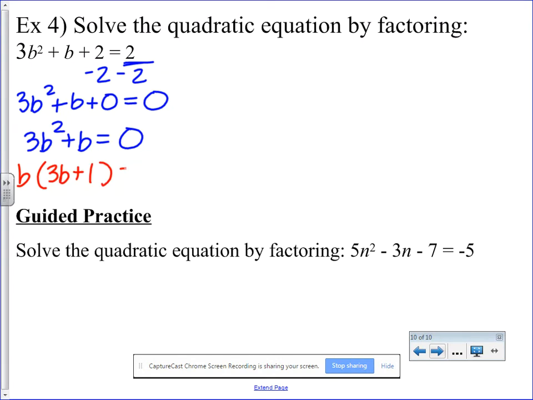I get b is equal to 0, and b is equal to negative 1/3. Nice. I want you to try the last one yourself.